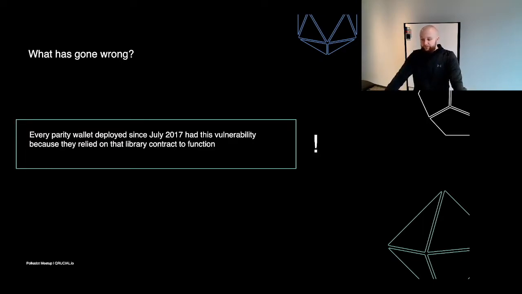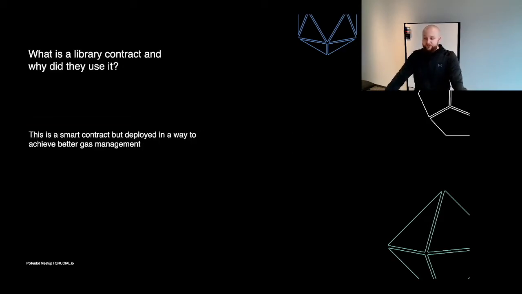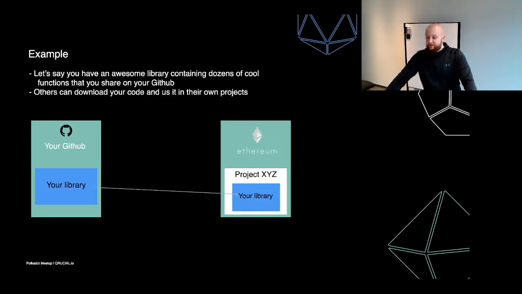What has gone wrong? You have to understand, every Parity wallet deployed since July 2017 was reliant on this and had this vulnerability as a library contract. First of all, you have to understand what a library contract is. Many of you might not be familiar with library contracts. So first of all, a library contract is basically just a normal smart contract, but deployed in a very different way to achieve better gas management.